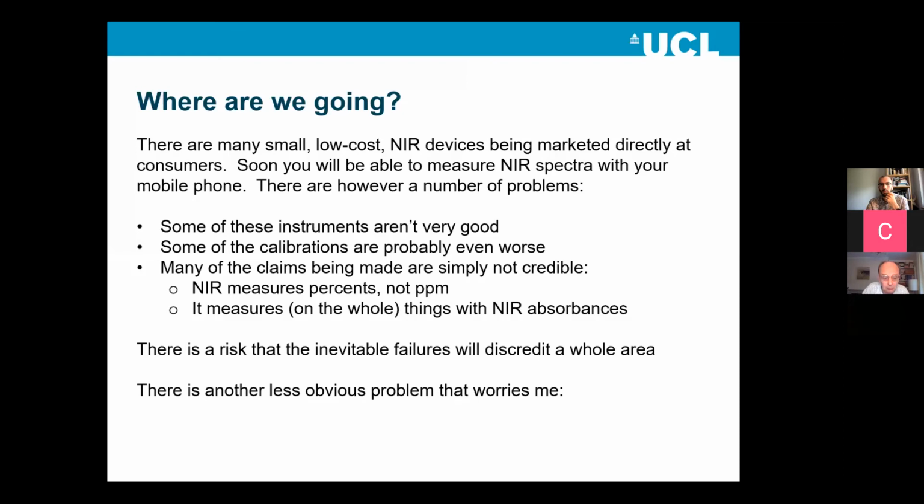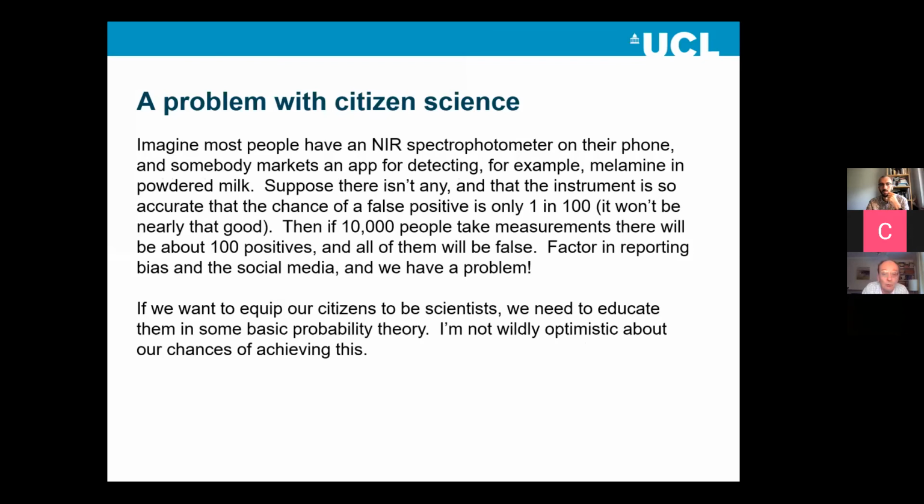So the other problem is what's going to happen when loads of people have these instruments. So suppose most people have got an NIR spectrophotometer on their phone, then people are going to market all sorts of interesting apps. And one that might get marketed is for detecting melamine in powdered milk. So I don't know whether you know about this.